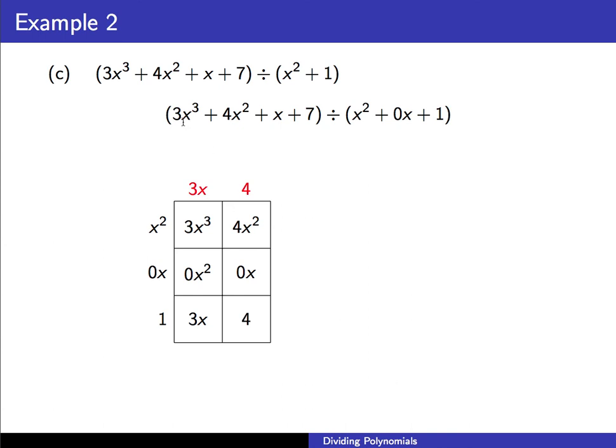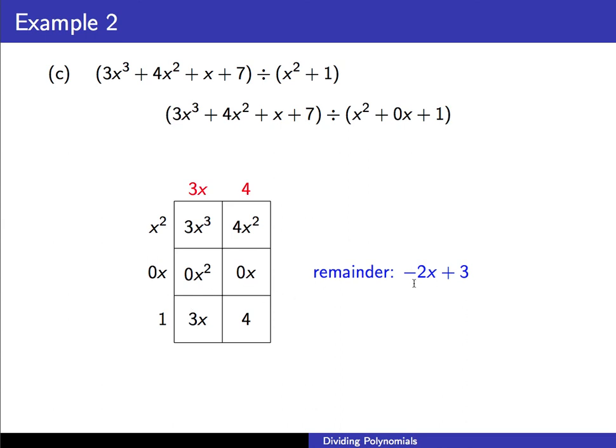So we've accounted for the 3x cubed. We've accounted for the 4x squared. We have 3x plus 0x is 3x, which is not equal to x. And we also have a 4, which is not equal to 7. So our remainder is going to have an x term and a constant. So for the x term, 3x plus 0x is 3x. To get x, if we have 3x, we need to add negative 2x to that to get x. And to 4, we have to add 3 to get 7. So our remainder is negative 2x plus 3.